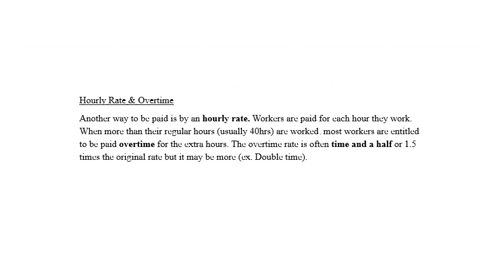Okay. So the next type of pay we're going to look at is hourly rate and overtime. So another way to be paid is by hourly rate. Workers are paid for each hour they work. When more than their regular hours, which is usually 40 but not always, are worked, most workers are entitled to be paid overtime for the extra hours. The overtime rate is often time and a half or 1.5 times the original rate, but it might be more. So sometimes you see people are paid double time, which is 2 times your pay rate, triple time, which is 3 times, and so on and so forth.